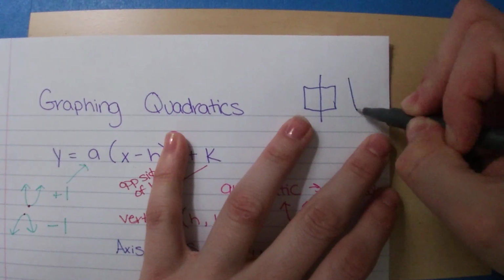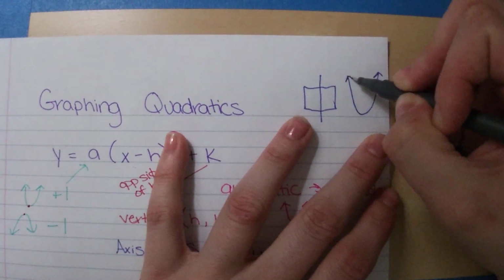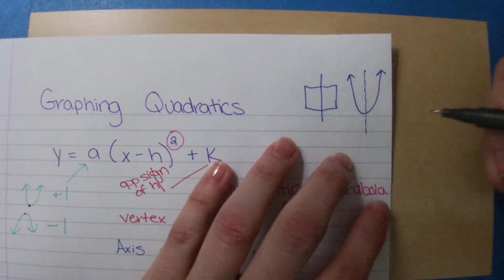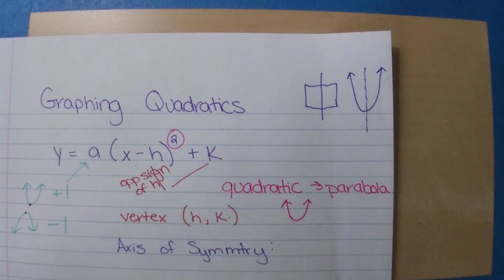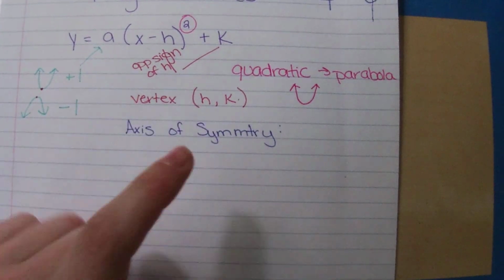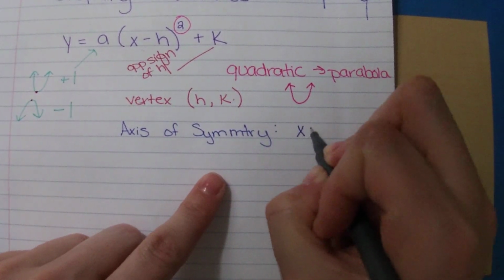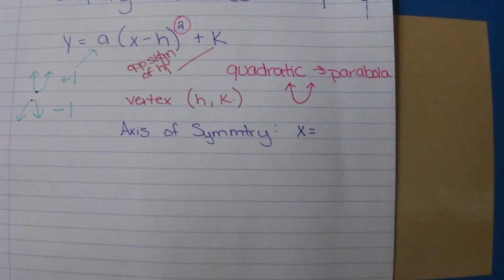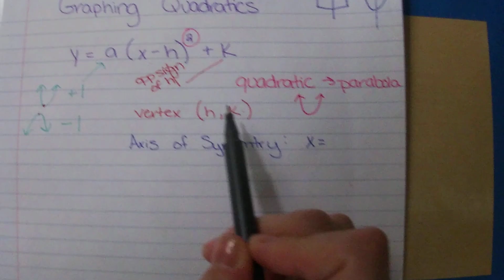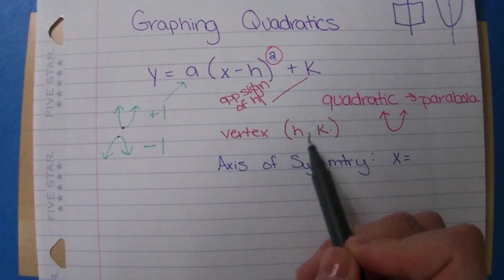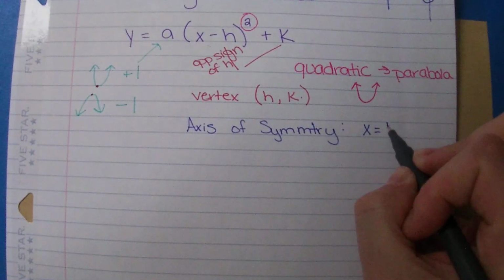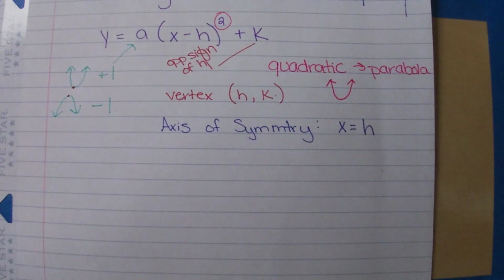So a parabola has that exact same feature, right? If I were to draw a line right here, it would cut that parabola in half. Now, a vertical line, if we go back to our graphing unit, is an x equals line. So we know our axis of symmetry is going to be x equals, and x is going to equal the x value from our ordered pair. So x equals h.